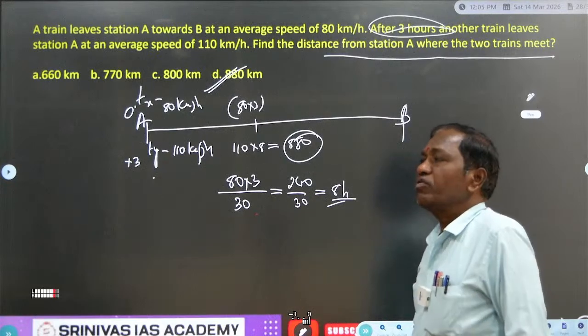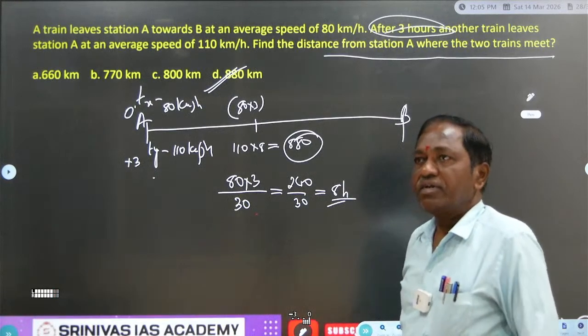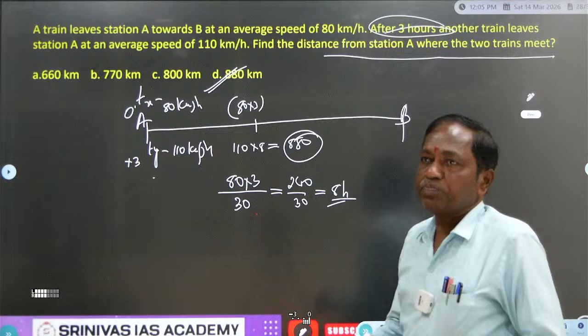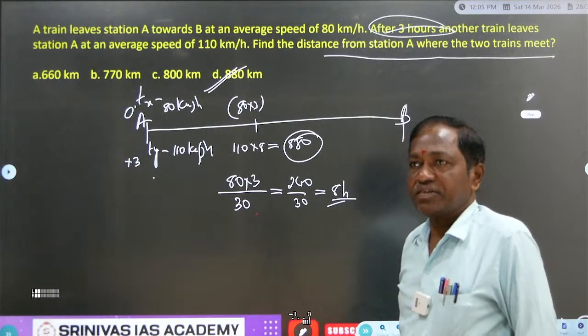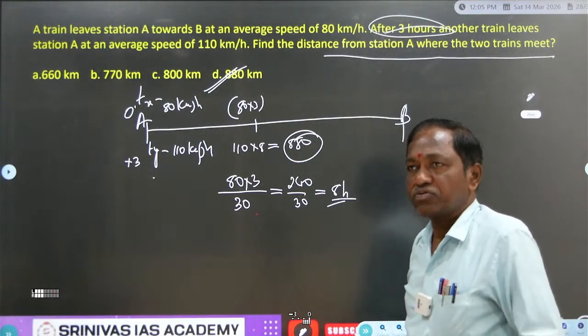What is the distance covered by the first train, divided by the difference in speed of the second train? So you will get the number of hours it has to travel.